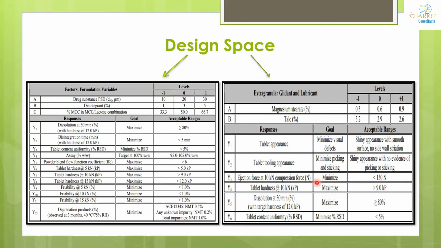Ejection force: whenever you are increasing the concentration of stearate, it helps to increase your ejection force. What is the tablet hardness? What is the dissolution? What is the tablet content uniformity? So basically this is your design space.